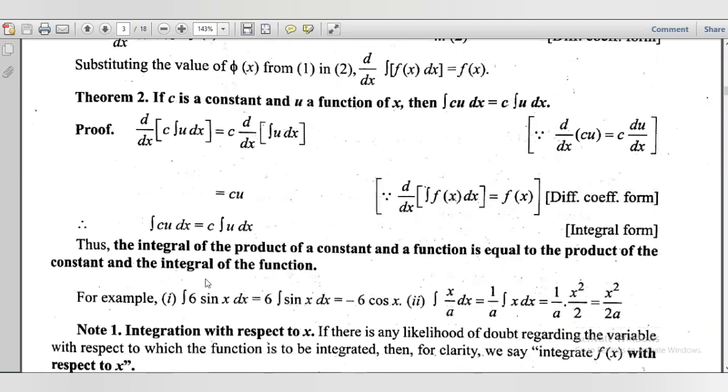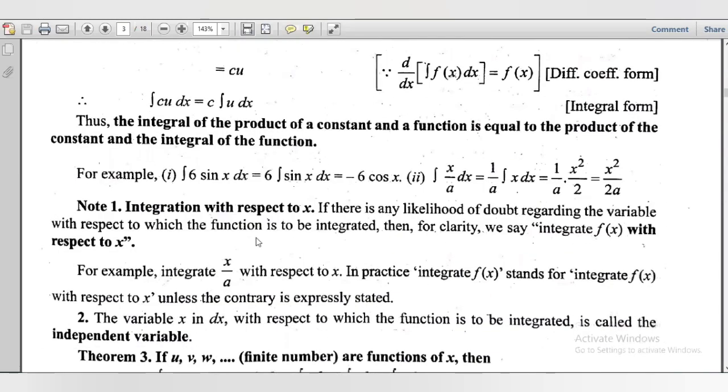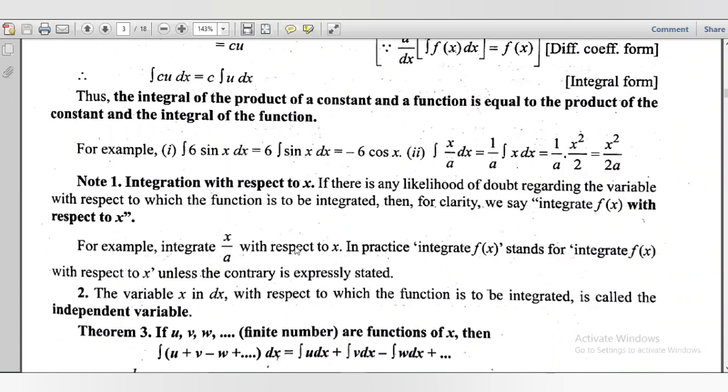Here, you can read out the integral of the product of a constant and a function. The integral of the product of a constant and a function is equal to the product of the constant and the integral of the function. You can understand this yourself, and these are the steps for integration with respect to x.